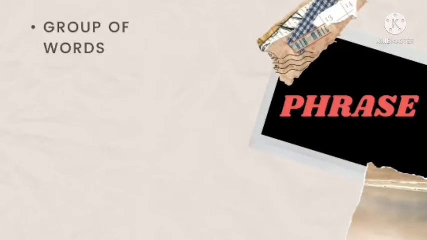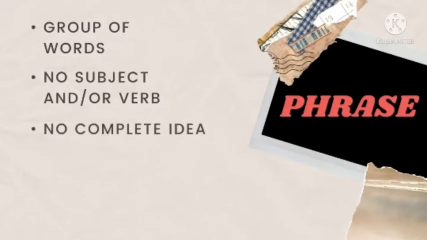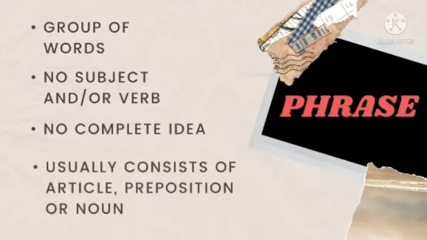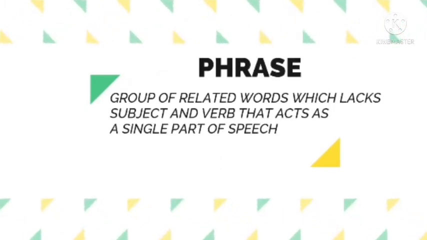A phrase is a group of words that stands together as a single grammatical unit, typically as part of a clause or a sentence. It cannot stand alone as it does not contain a subject and a verb. It does not give a complete idea. It usually consists of an article, preposition, or noun. A phrase acts as a noun, an adjective, or an adverb in a sentence, so it can also be defined as a group of related words which lacks a subject and a verb that act as a single part of speech in a sentence.